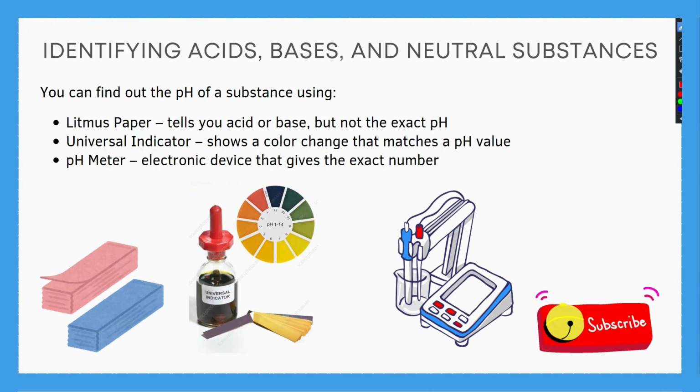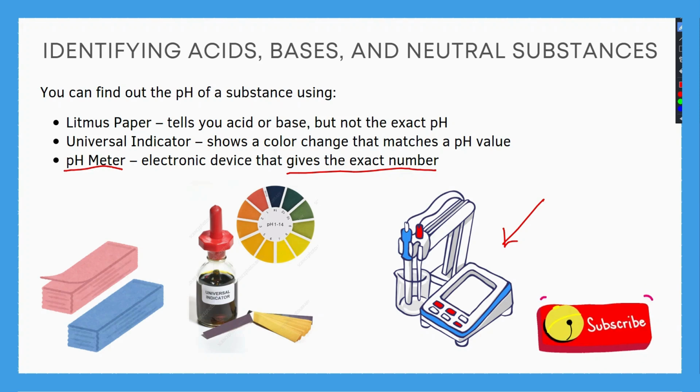Now, the third indicator or tool that you can use to identify a substance, whether it's a base or an acid, is the pH meter. Now, this is the most accurate of them all. It is an electronic device that gives you the exact number. Now, here is what a pH meter looks like.